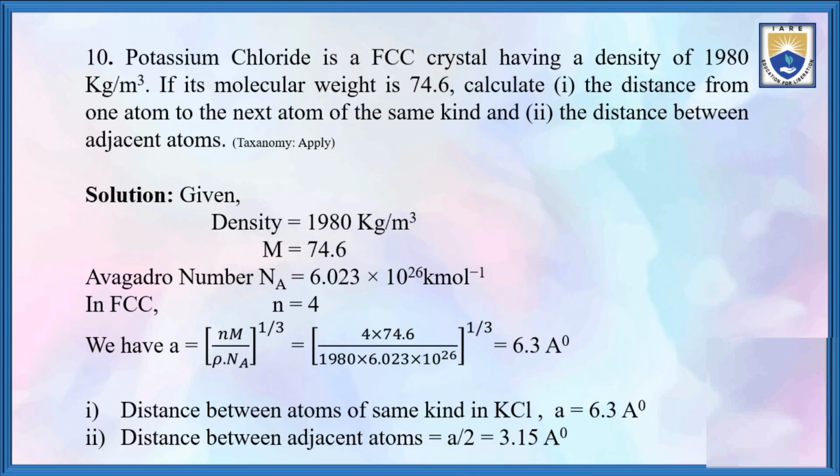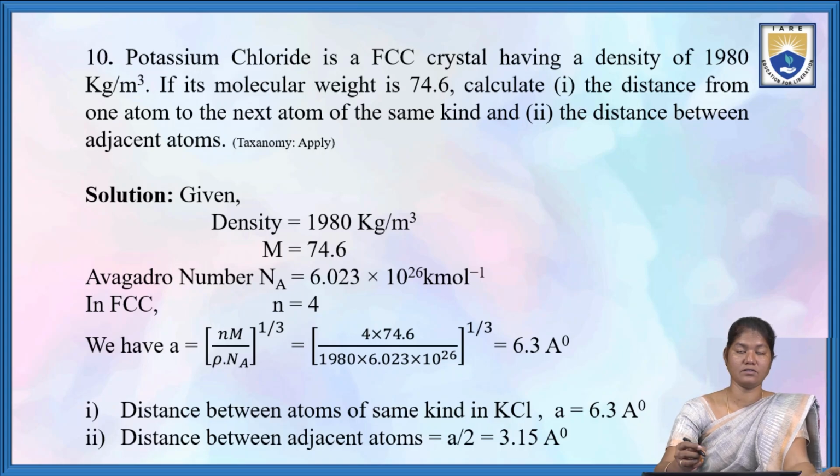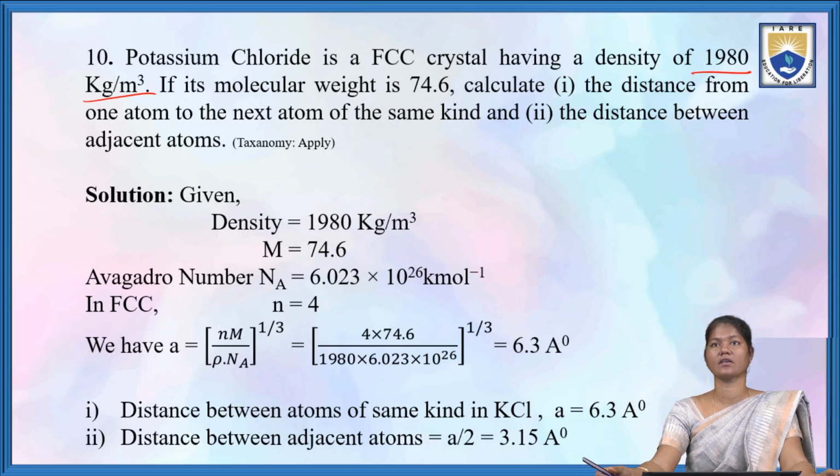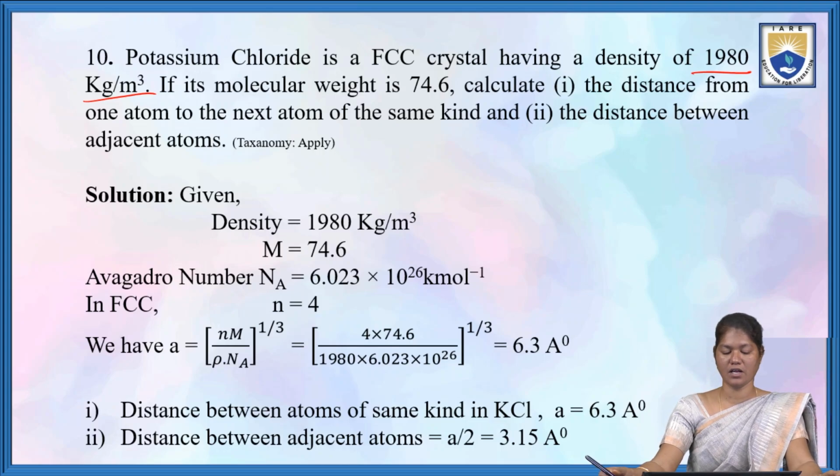Next problem is applying level of taxonomy. So the problem is: potassium chloride is an FCC crystal having density of 1980 kilogram per meter cube. If its molecular weight is 74.6, calculate the distance from one atom to the next atom of the same kind, and the distance between adjacent atoms.